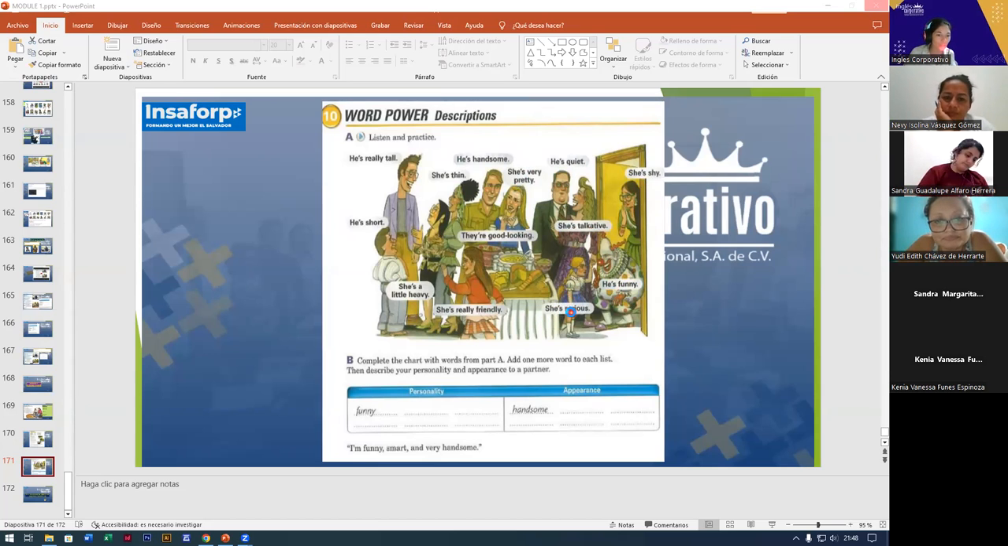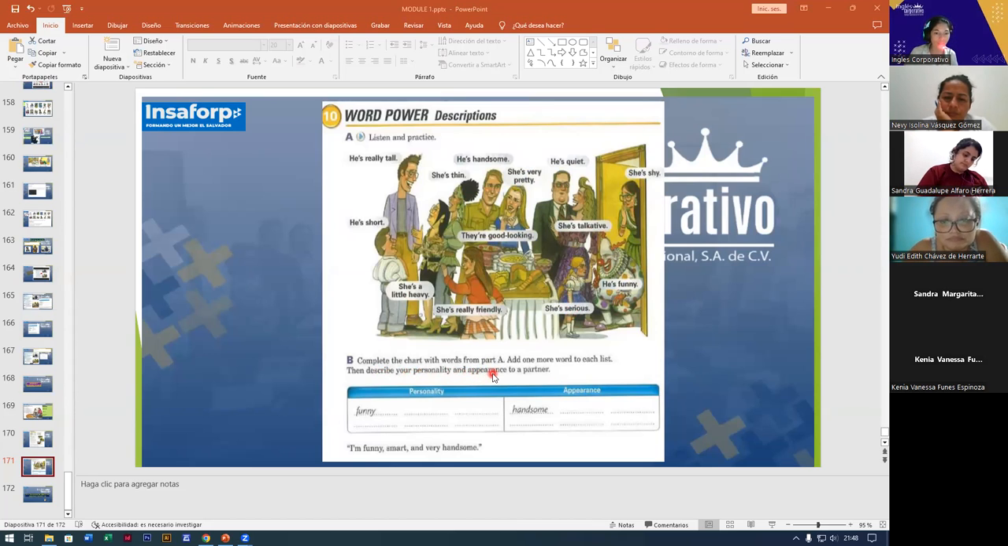So what we're going to do, it says complete the chart with words from part A. Add one more word to each list. Then describe your personality and appearance to a partner. For example, here we have funny. Let's give other personalities. What other personalities can we give?